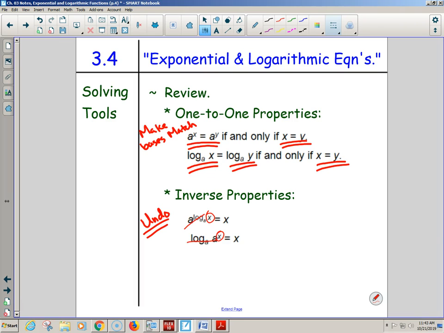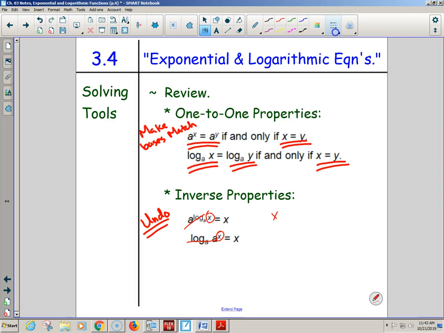Dividing by log makes no sense. But raising a to the power of a logarithm makes total sense. Dividing by a to the power of makes no sense, but log base a of a to the power of makes total sense, if you understand they're inverses of each other.